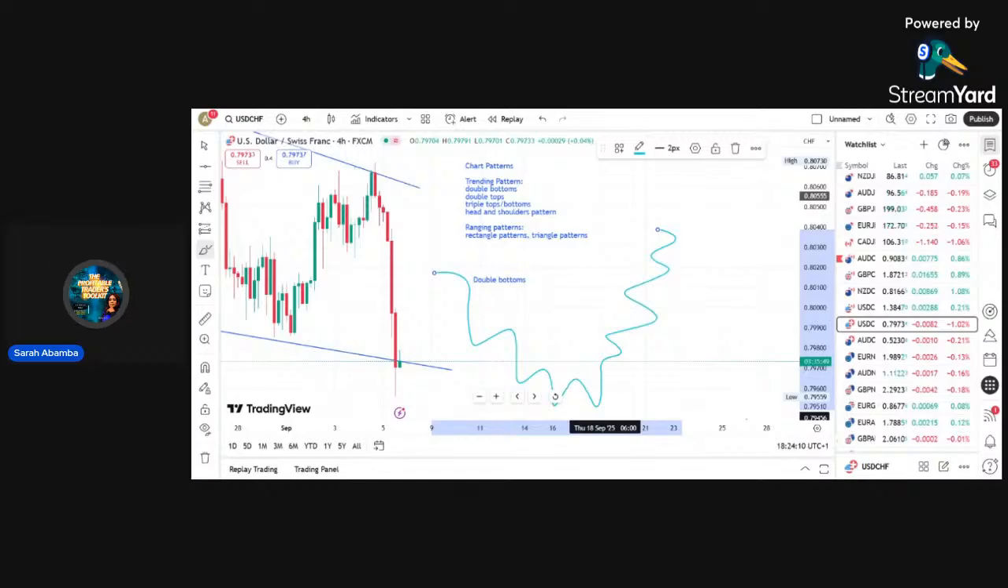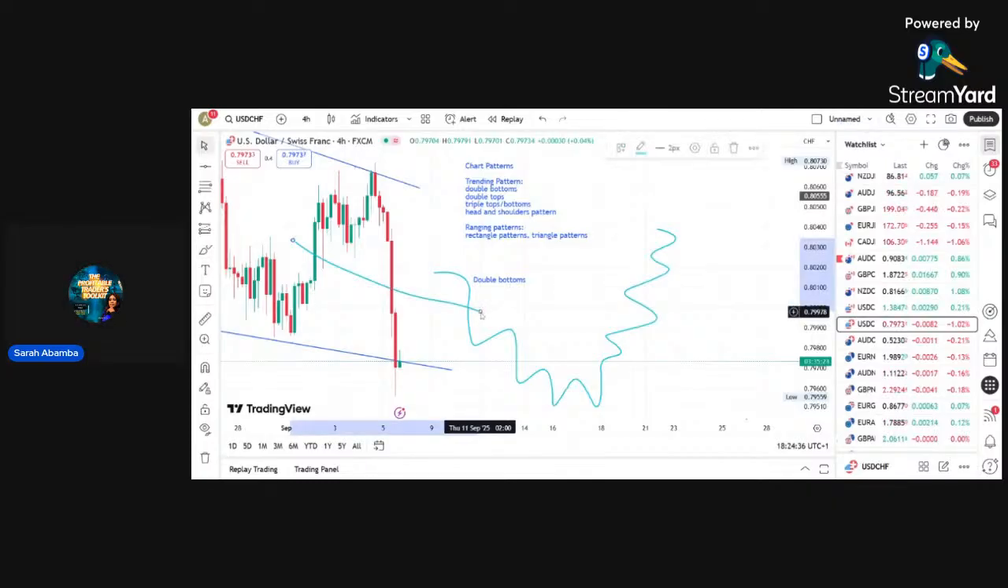When you see a double bottom, what you should do ideally is to place a buy order. Why? Because the market is reversing from a downtrend to an uptrend. It's changing from a downtrend to an uptrend. So let's look at some examples in the chart.